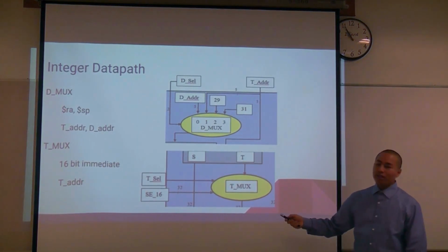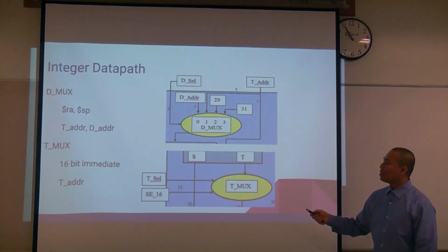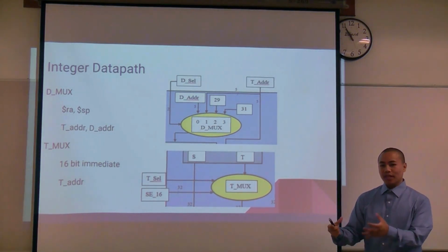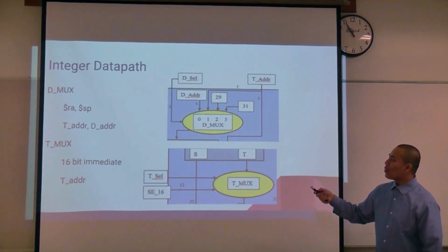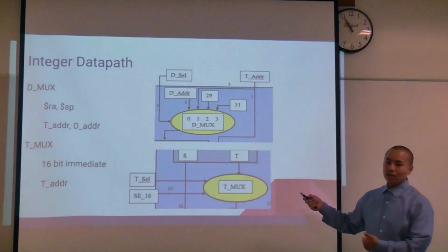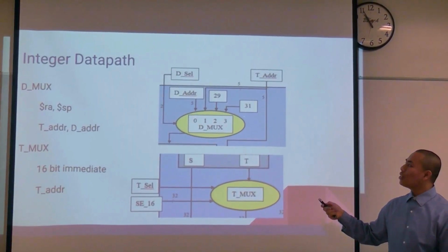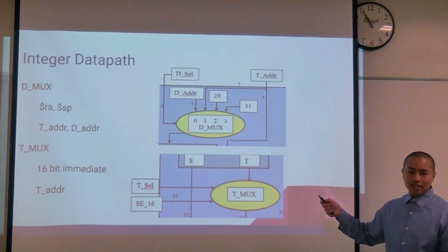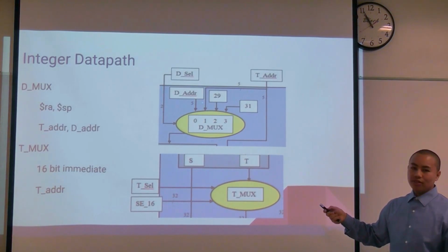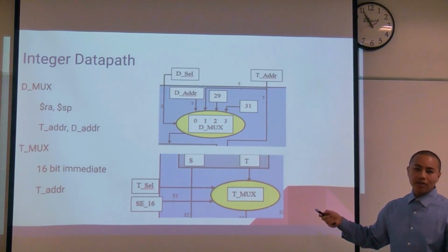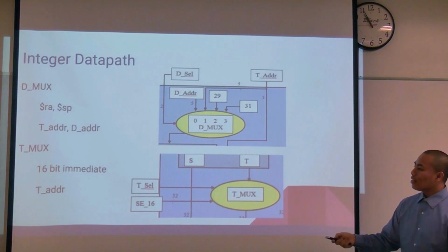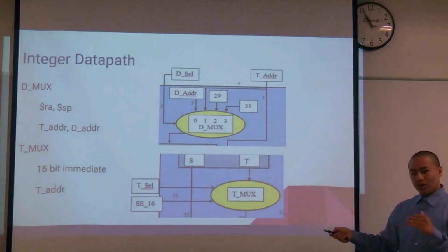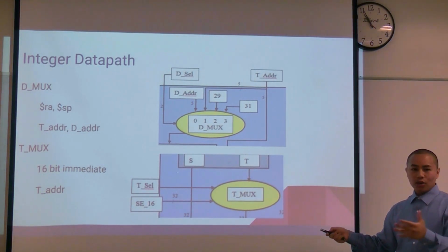In our integer data path, we have a demux. This is for your data. So if you wish to write back into data memory itself, we have various communication. We allow register 29, which is the stack pointer, and register 31, which is the return address. We allow a T address, this is for immediate. And then we allow a D address, which is for ALU regular operations for our registers. And then our TMUX. This basically allows us to store our load.